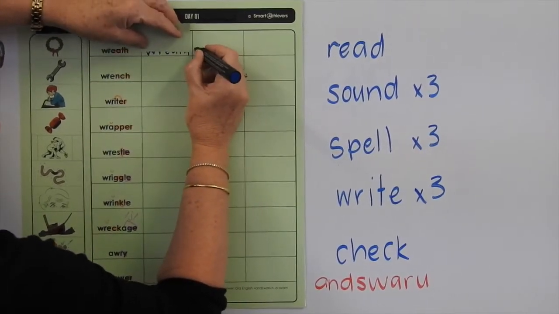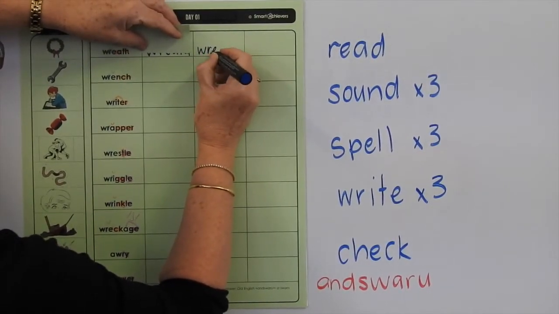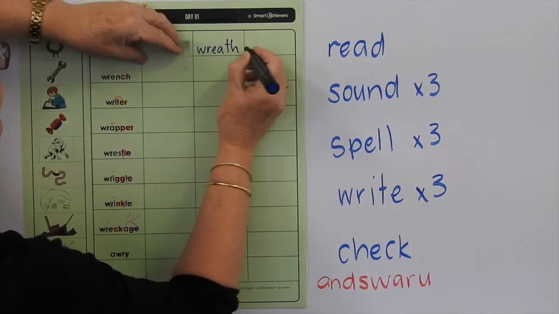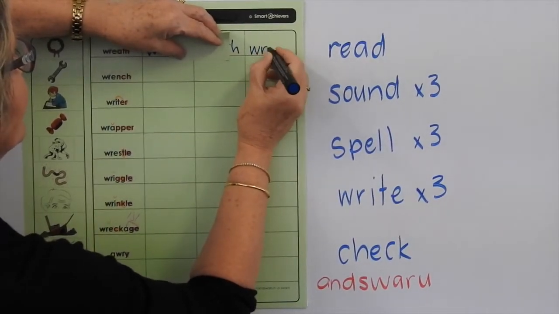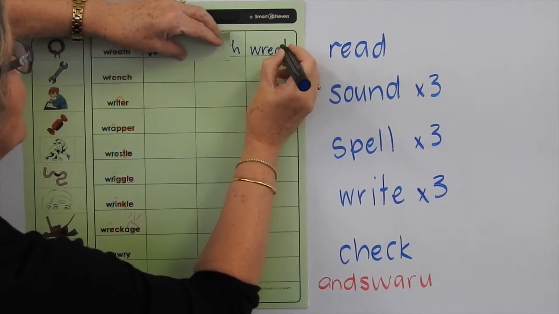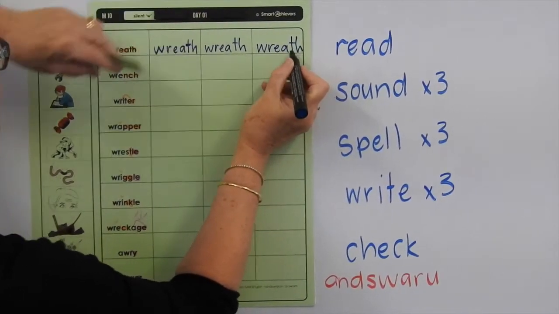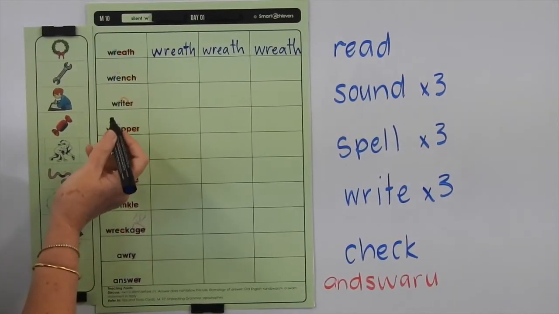Write it 3 times. And don't forget, when you make that th sound, your tongue should be poking through your teeth.